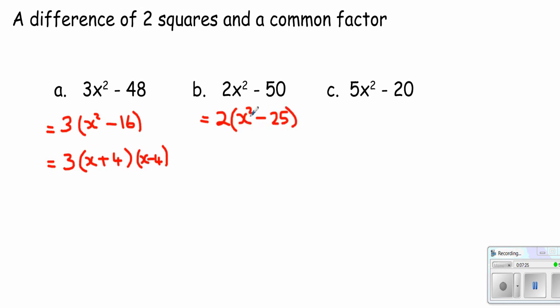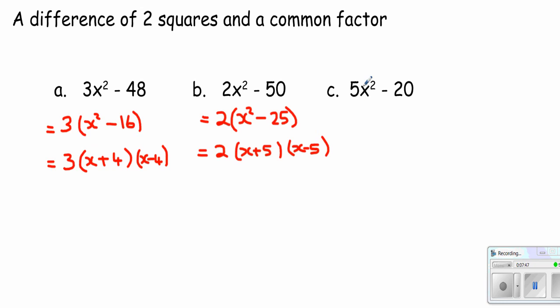So therefore, we now look at that bracket. We can take the square root of x squared. We can take the square root of 25. So leave the 2, make two identical brackets, and the square root of x squared is x. The square root of 25 is 5. And again, we've got a plus bracket and a minus bracket.